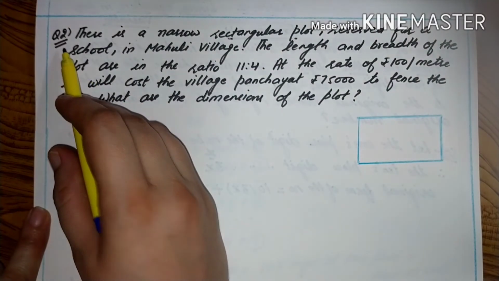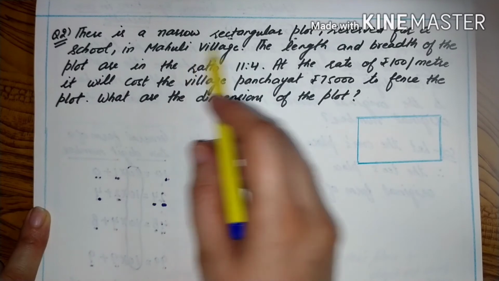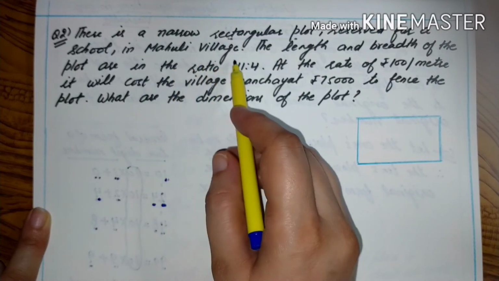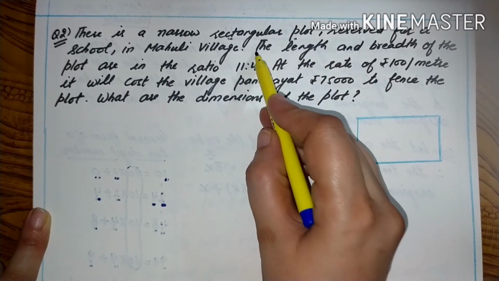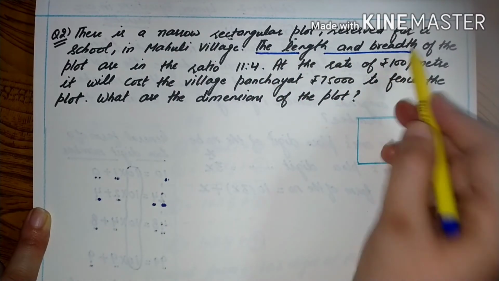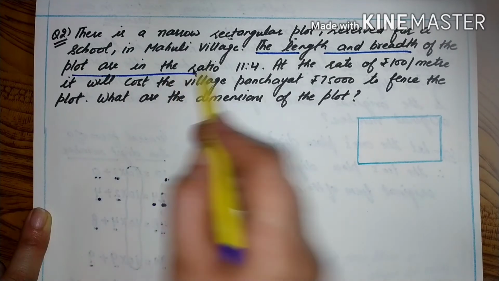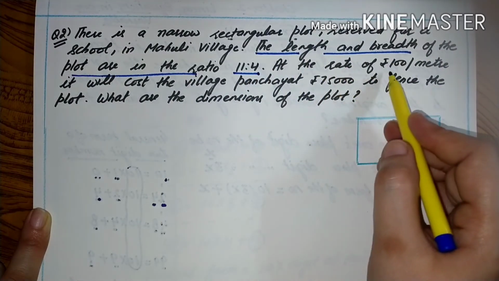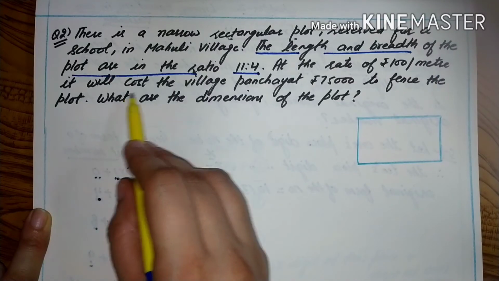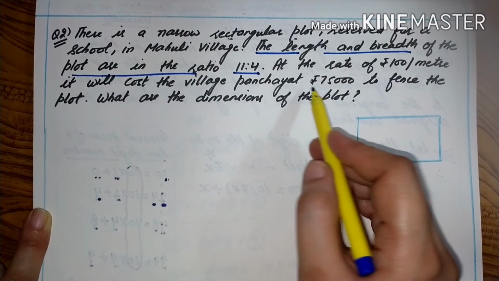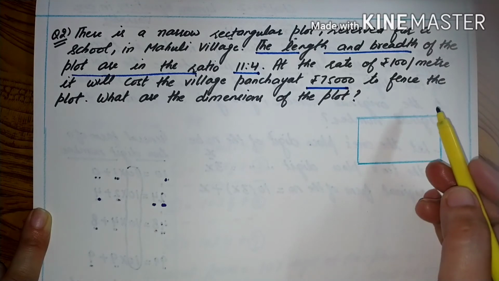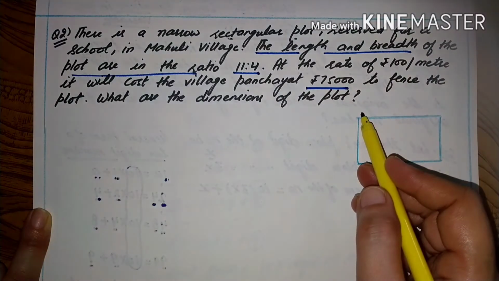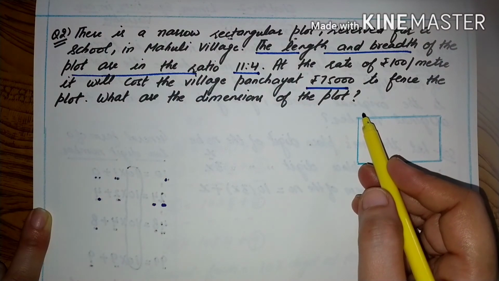Proceed with question number 2. There is a narrow rectangular plot reserved for a school in Mahuli village. The length and the breadth of the plot are in the ratio 11:4. At the rate of ₹100 per meter, it will cost the village panchayat ₹75,000 to fence the plot. What are the dimensions of the plot? Dimensions means length and breadth.